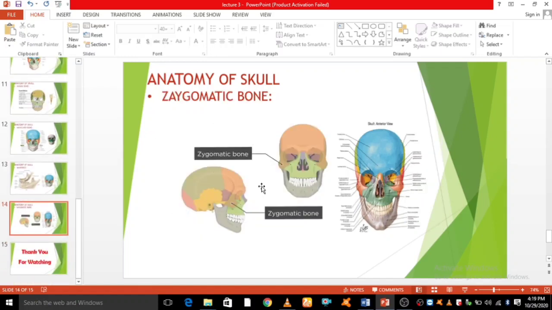Look at this one, zygomatic bone. This one is zygomatic bone. Zygomatic bones are two facial bones that form the cheeks and the lateral wall of the orbit. They are commonly referred to as the cheekbone or malar bone. Each zygomatic bone articulate with the temporal bone, frontal bone, maxillary bone, and sphenoid bone. We call it zygomatic bone.